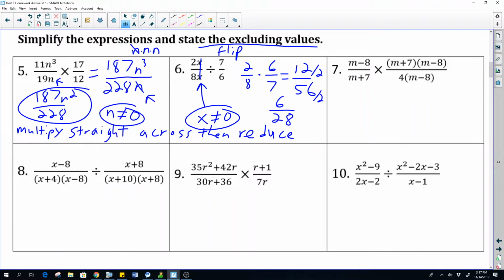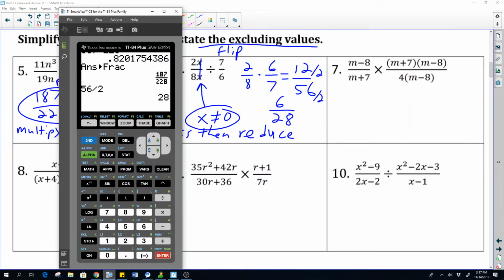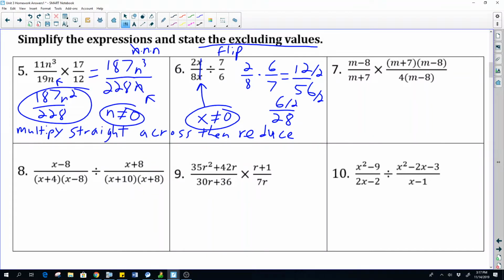So what we could have done, if you really thought about it and used your calculator, is you could have just put in the initial 12 divided by 56, push enter, and then if you push math frac, it reduces it for you. What? 3 over 14. Oh, and it's right. If you divide by 2, you do get 3 over 14. Nice, nice, nice. So that is our answer there for number 6.